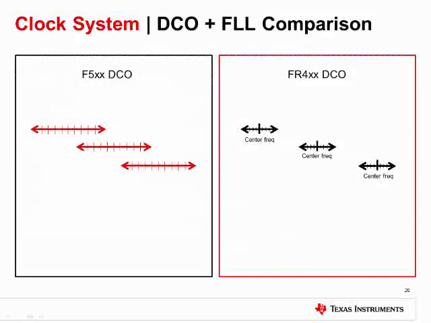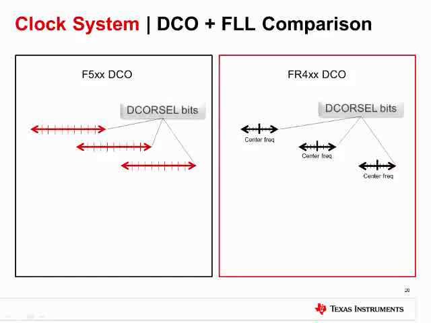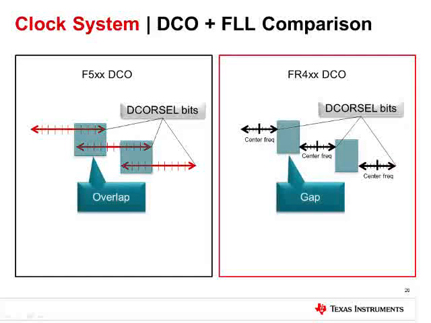Here is a visual comparison of the F5X DCO and the FR4X DCO. The D-core select bits set the frequency range. As you can see, on the F5X DCO, the DCO frequency ranges overlap, which allows you to set the DCO on any frequency. On the FR4X, the ranges do not overlap. They are narrower and centered around specific common frequencies instead. The DCO X bits set the frequency setting within the frequency range. The FLL can modify these bits to adjust the frequency according to the reference frequency.